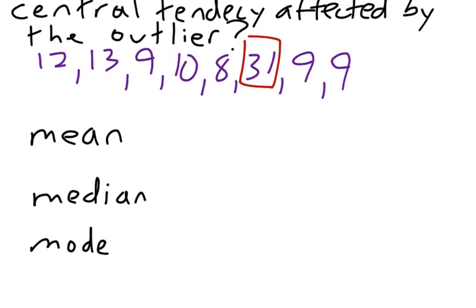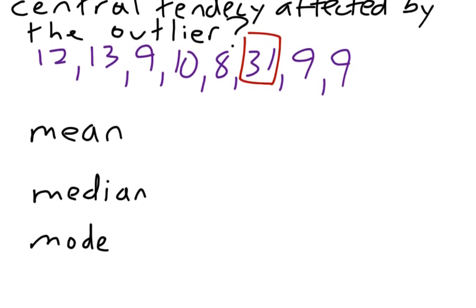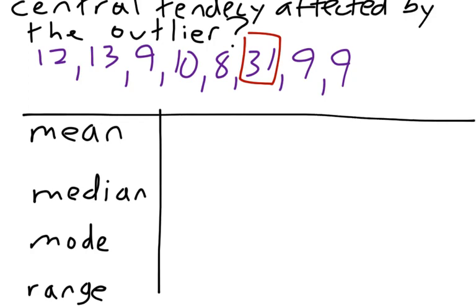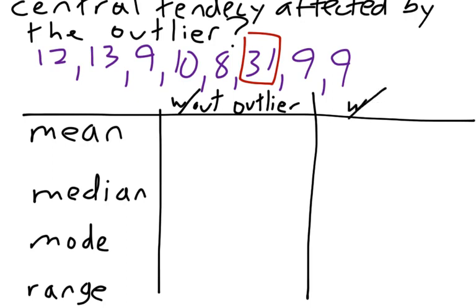And we didn't talk about range, but we can add that here. The range is just the highest minus the lowest, so we'll go ahead and calculate that as well. So we have our little table, and on our table, we're going to do without the outlier, and with the outlier.